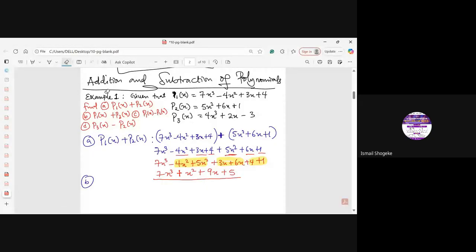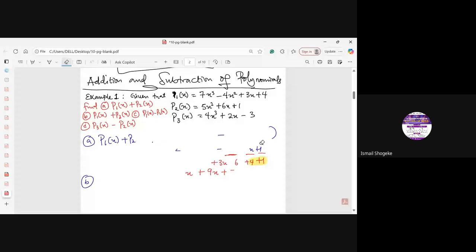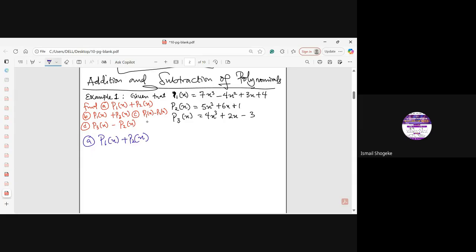Okay, so let's just do that again quickly. The question says to add the polynomials. Don't worry, guys, it's just to ensure that everybody is carried along. We have P1. These are P1. We have P2. These are P2. The question says to add them together. What's our P1? Let's write it out: 7x power 3 minus 4x squared plus 3x plus 4. We want to add it to what? To 5x squared plus 6x plus 1.